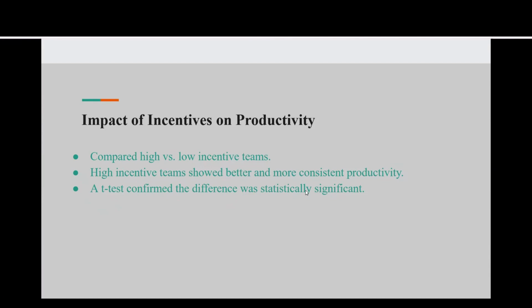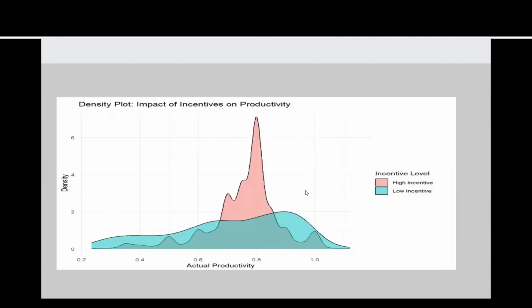Impact of incentives on productivity. This is one of our clearest findings. High incentives lead to better and more sustainable productivity. We used a plot to compare the two groups. The results show a clear difference in average productivity. This means high incentives are likely helping.